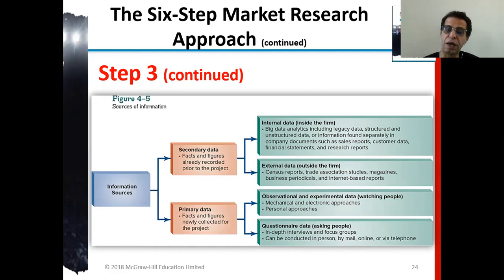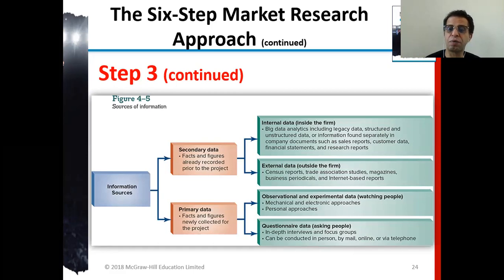So the secondary data is the facts and figures already recorded prior to the project. You have them on the internet, you can download them. The government census usually has them. The Chamber of Commerce has some kind of data. Some organizations collect that data. It's possible to get them.